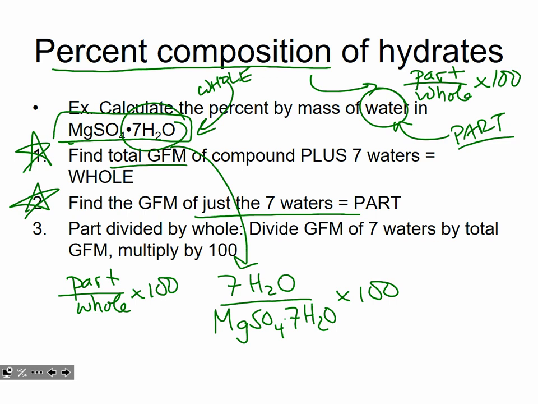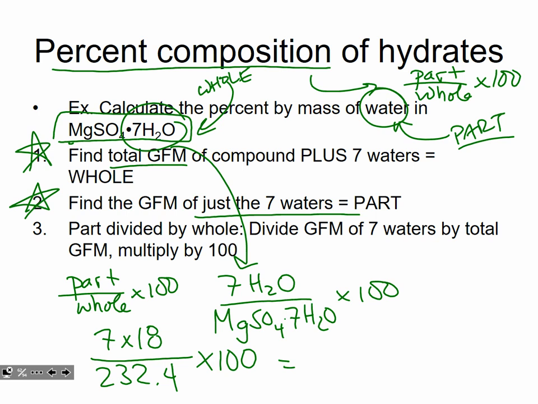So what's the part going to be then? The part is going to be the 7 water. So we're doing the 7 times 18, again from the formula. So this is the mass of the water in the compound. What's the whole? Well, we just worked out the whole in the previous problem, so I'm not going to go through the math again, but it's the 232.4 grams per mole. Then we multiply that by 100.